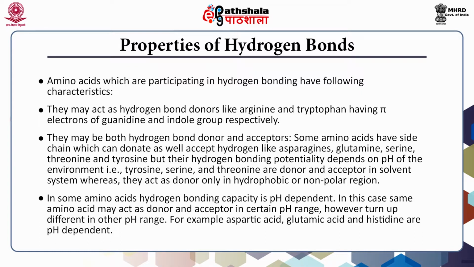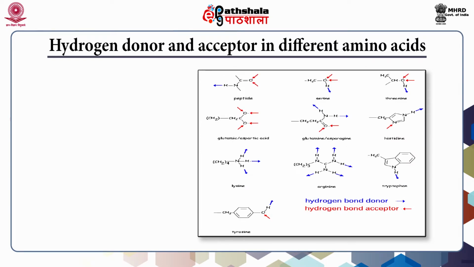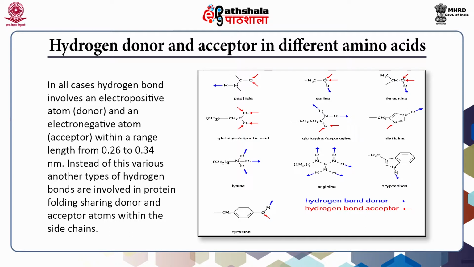In some amino acids, hydrogen bonding capacity is pH dependent. In this case, the same amino acid may act as a donor and acceptor in a certain pH range, but turn up different in another pH range. For example, aspartic acid, glutamic acid and histidine are pH dependent. Hydrogen donor and acceptor in different amino acids. In all cases, hydrogen bond involves an electropositive atom, donor, and an electronegative atom, acceptor, with a length ranging from 0.26 to 0.34 nanometers.